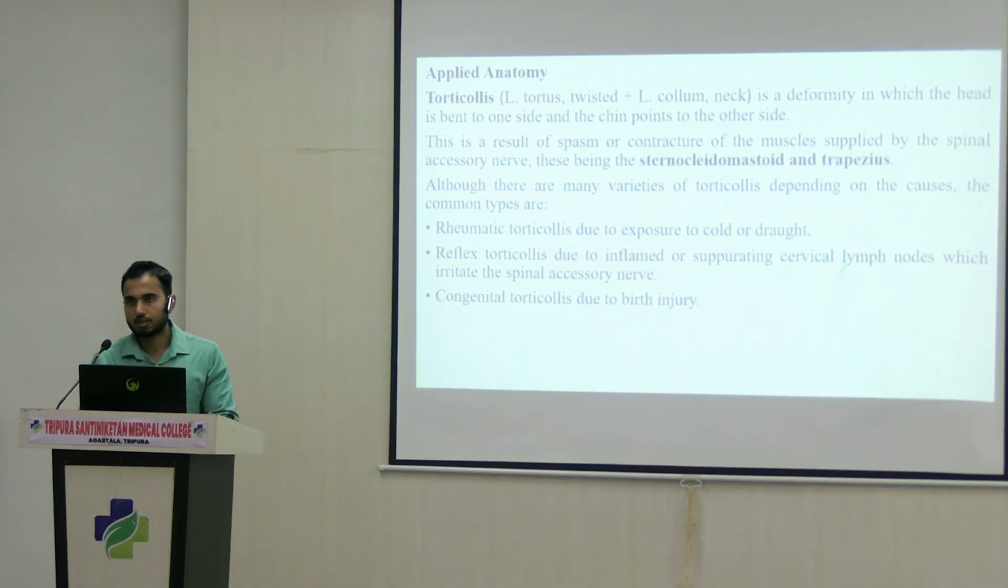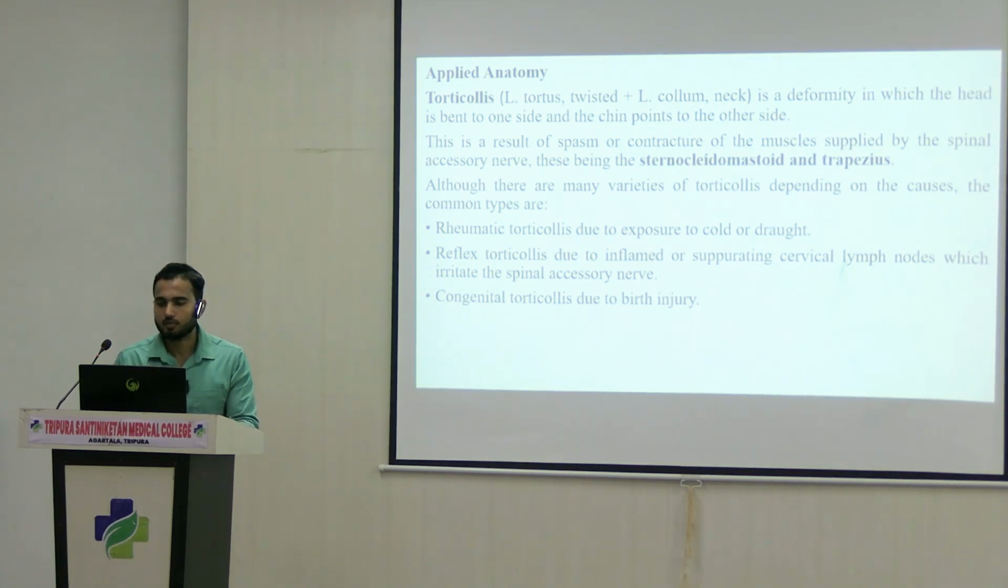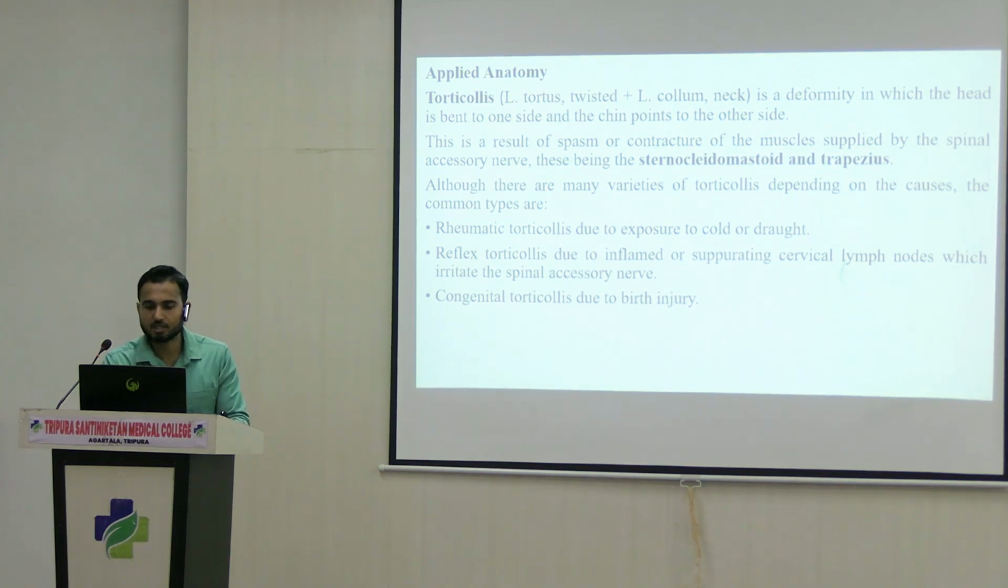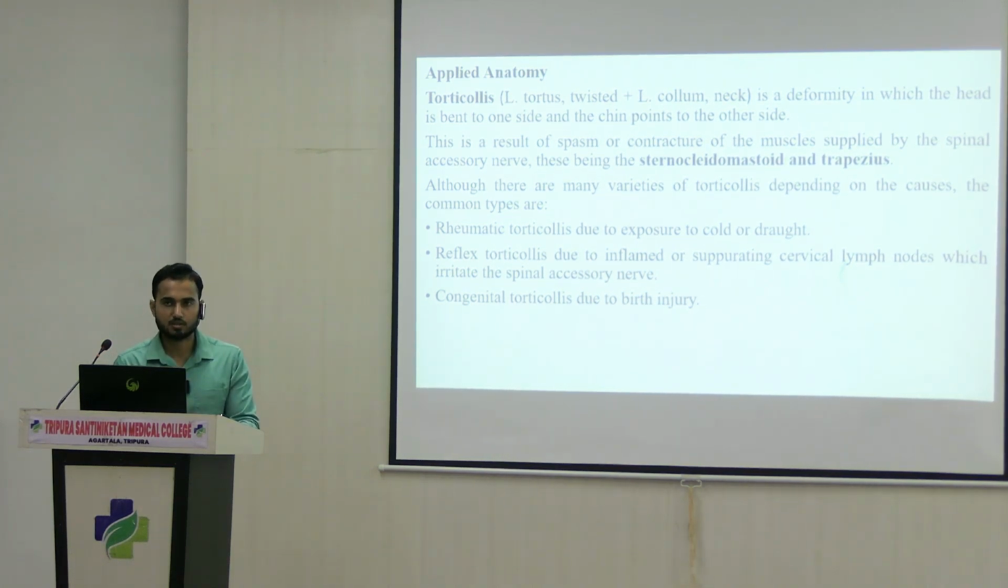Okay. So what exactly happens in case of torticollis? It is the deformity in which the head is bent to one side and the chin is pointed to the other side. Okay, the head will bend on one side and the chin will be pointed to the other side. This condition is called torticollis.